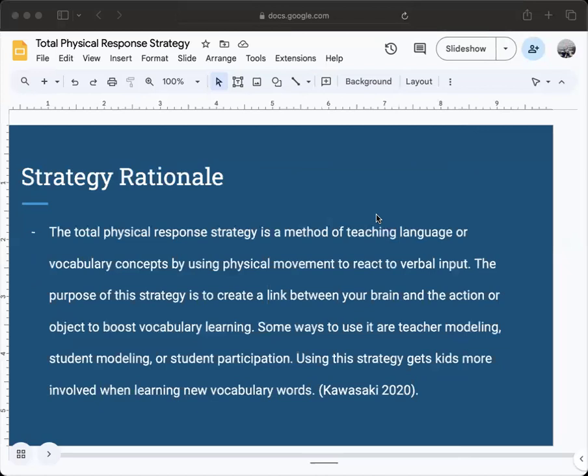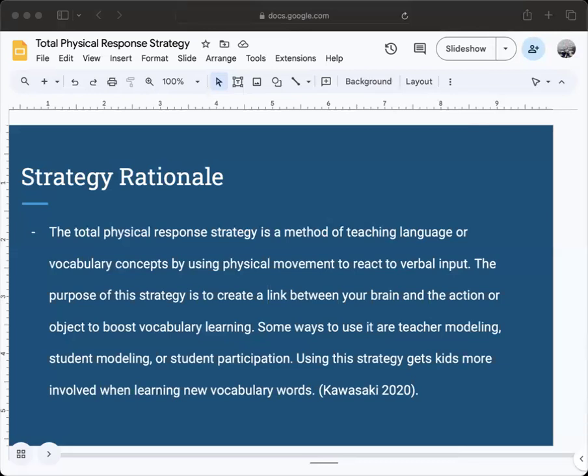So the strategy rationale: the total physical response strategy is a method of teaching language or vocabulary concepts using physical movement to react to verbal input. The purpose of this strategy is to create a link between your brain and the action or object to boost vocabulary learning. Some ways to use this are teacher modeling, student modeling, or student participation.